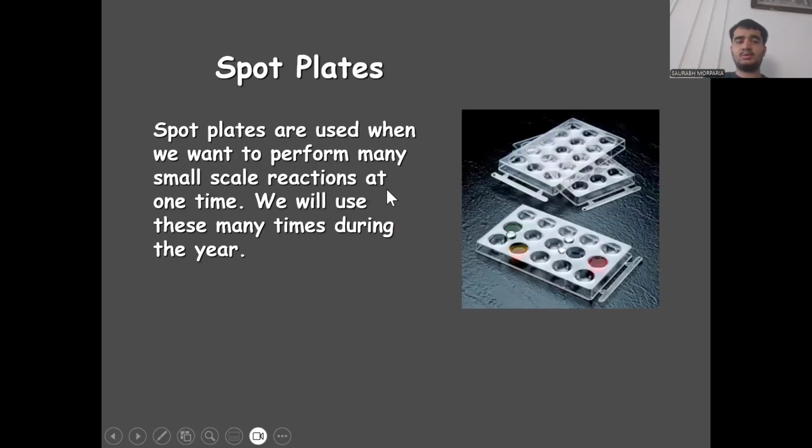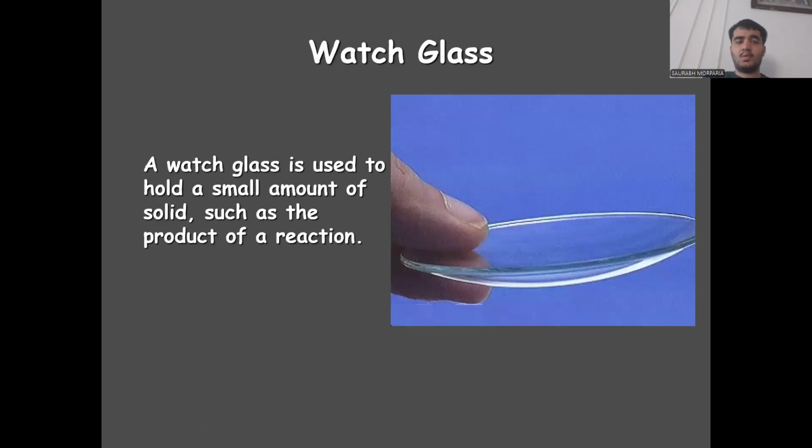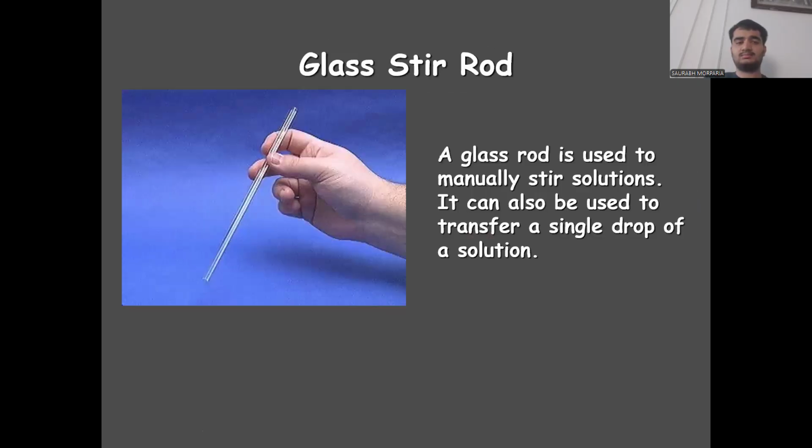Well plates are used when we want to perform many small-scale reactions at one time. We will use this many times during the year. Watch glass is used to hold the small amount of solid that is the product of the reaction. Glass rod. A glass rod is used to manually stir the solution. It can also be used to transfer a single drop of a solution.